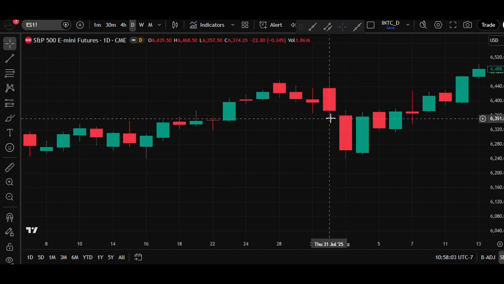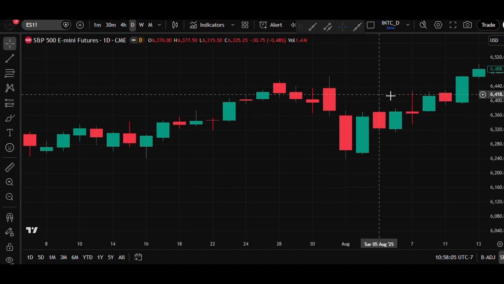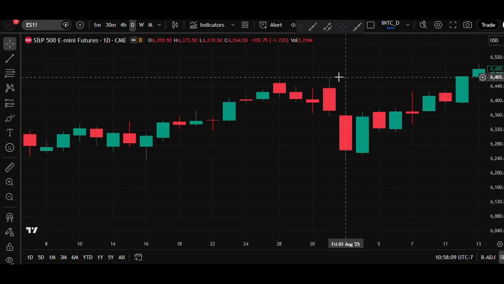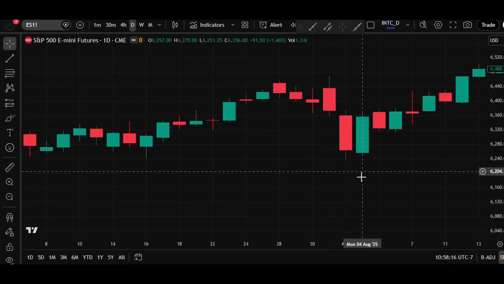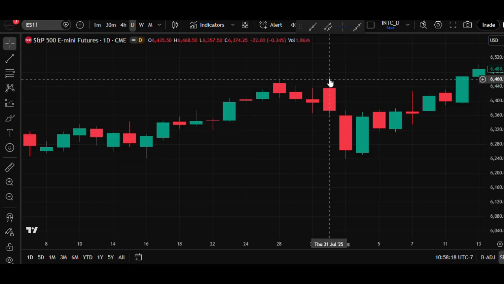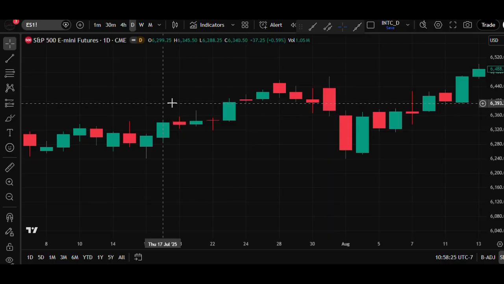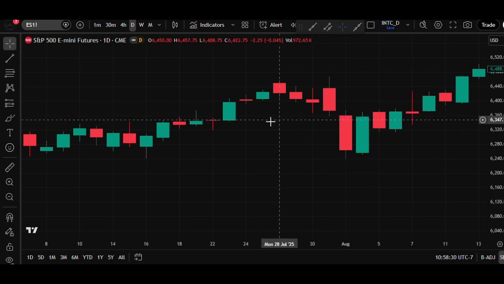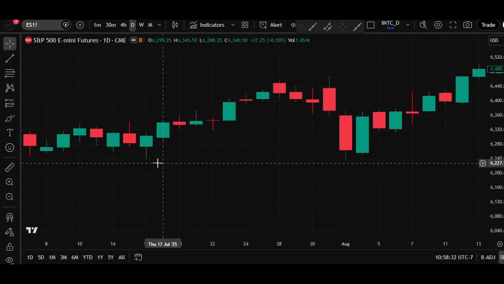Those little extra lines, which we call wicks, show how far the extremes of the movement of the stock were on that given day. For instance, here, as you can see, the stock moved up to about 6,468, and then the lowest it went was 6,354. So what we are interested in is drawing a trend line. This is the only thing that we're going to do today.